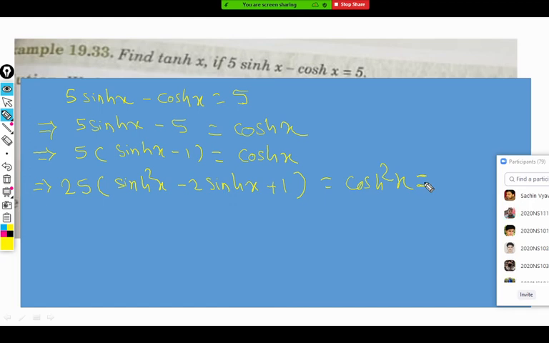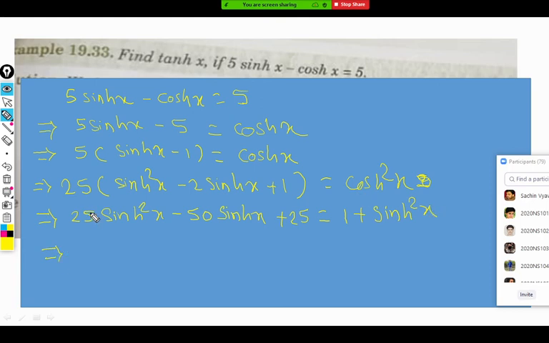Yes, quick. 1 plus sinh square x plus sinh. Very good. So I'll first write this equation here: 25 sinh square x minus 50 sinh x plus 25, and that cosh square x, I will write it as 1 plus sinh square x. That's one. Now we'll collect equal terms together.